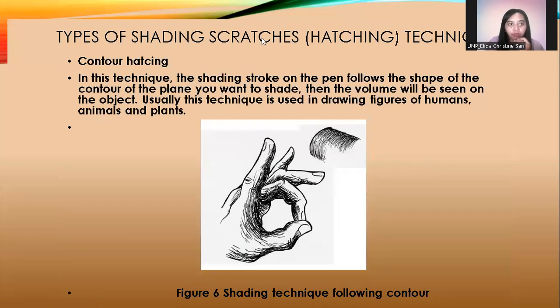Another is contour hatching. It follows the shape of the contour of the object you want to shade. The volume will be seen on the object. Usually this technique is used for drawing the human figure, animals, or plants.